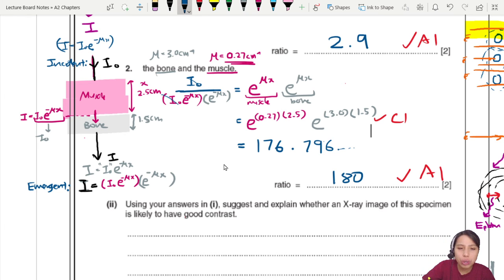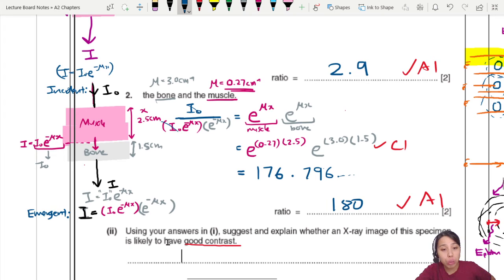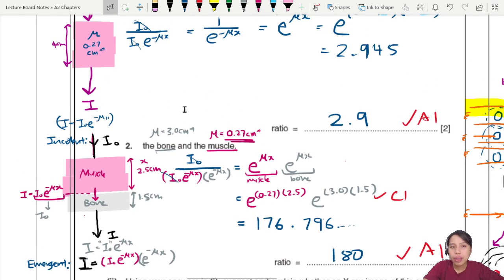What is contrast? We learned about it in the theory video. Think very carefully. How do we know based on this answer? They say use your answers. How do we know based on this answer whether we have a good contrast or not? Let's think carefully of what these actually mean.